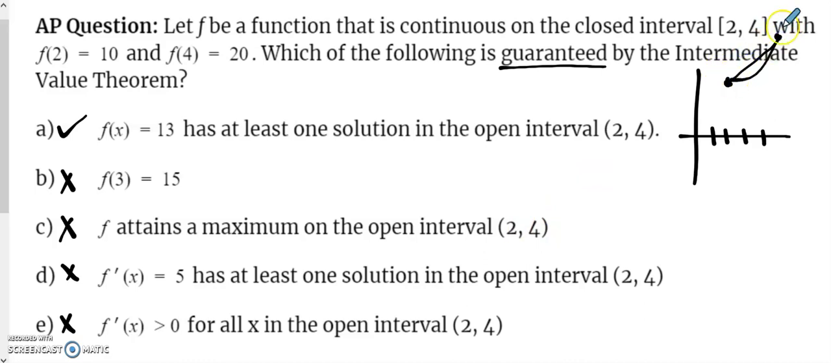This is also a function that's continuous, and that's not going to fit B. So it's going to be A. F of x is equal to 13, so that's like finding your m over to the side of 13. 13 is between 10 and 20, so the x value that we're looking for has to fall somewhere between the x values of 2 and 4.